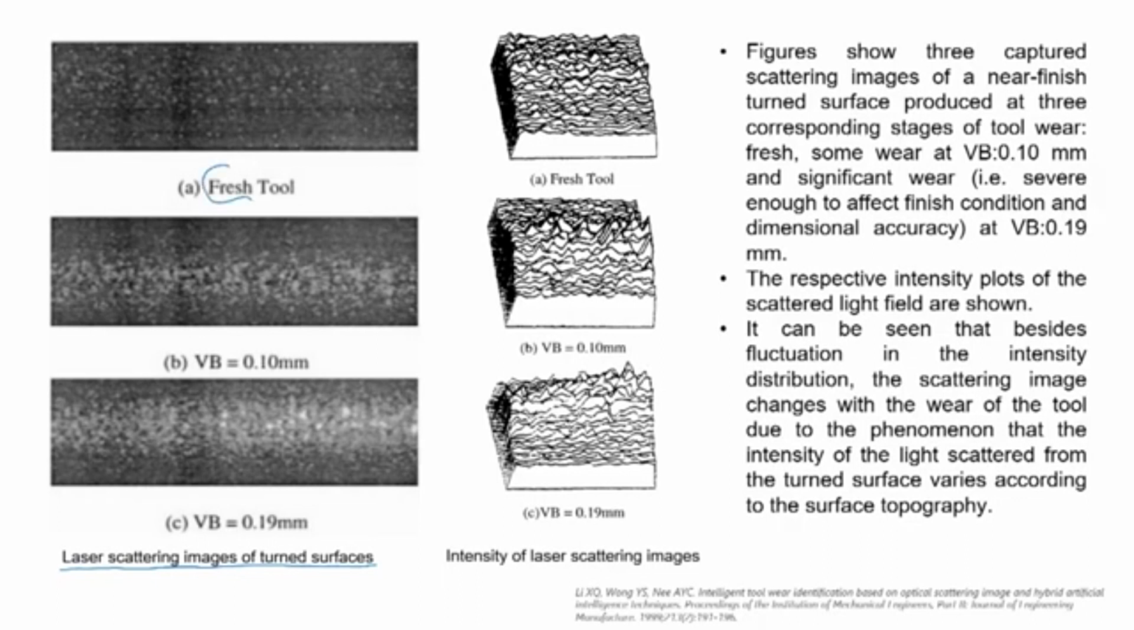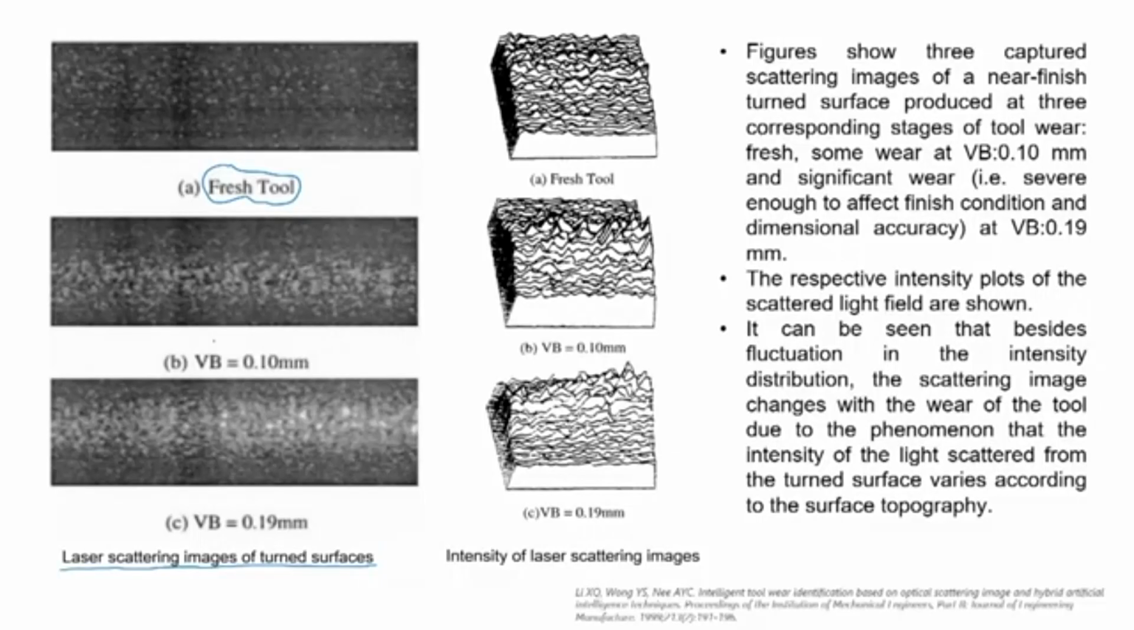When we are using a fresh tool, the tool is freshly used, it is not used previously, the edges are intact, it is a new tool that we have employed over here. The next one is VB equal to 0.10 mm. VB is the length of the wear, the average length of the wear that is on the flank surface.